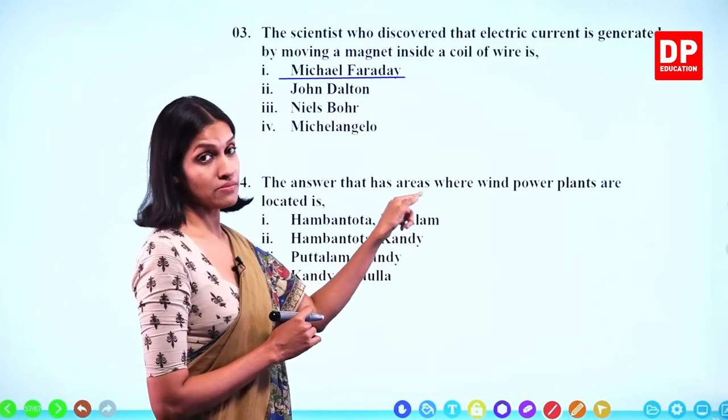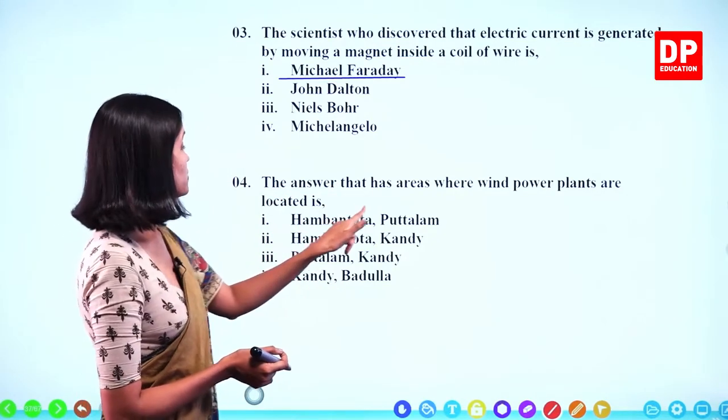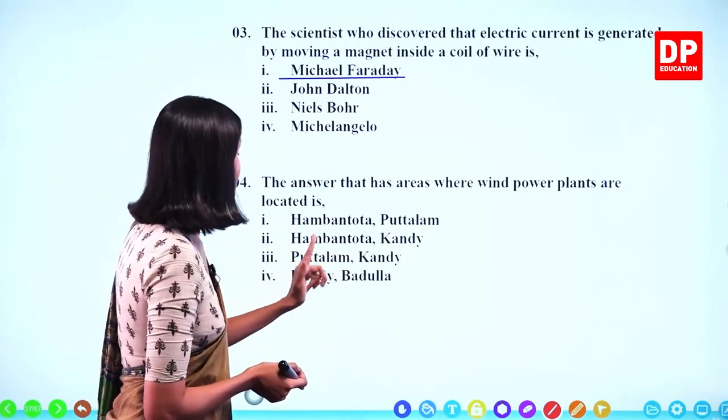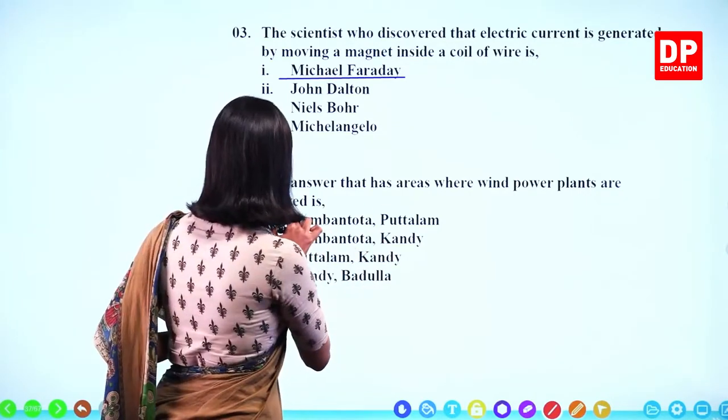Hambantota, Puttalam. That is correct, but we are going to go through all the answers. Hambantota, Kandy. Puttalam, Kandy. Kandy, Badulla. No. Answer is Hambantota, Puttalam.